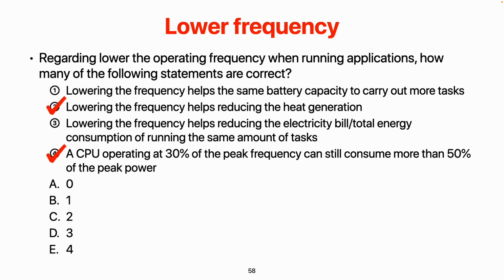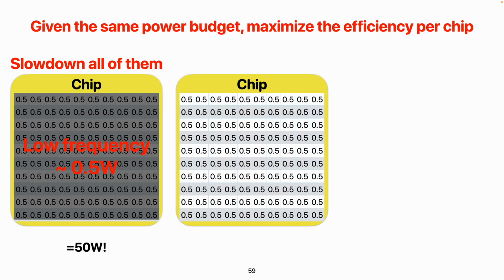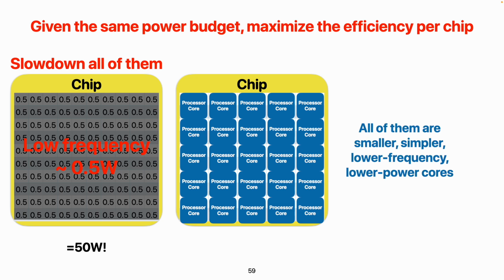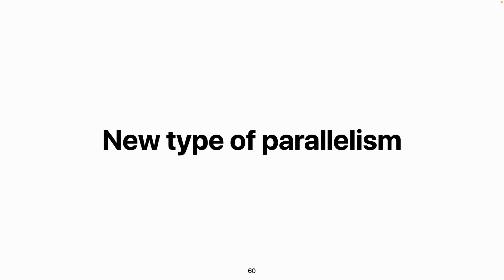So based on this, 2 of them are correct. Lowering the frequency helps reduce the heat generation. And operating at 30% of peak frequency can still consume more than 50% of peak power. The demo tells you that. So what that means is that slowing down all of them is potentially not a good option. Either slowing down all of them is not a good option, or slowing down some of them is not a good option.